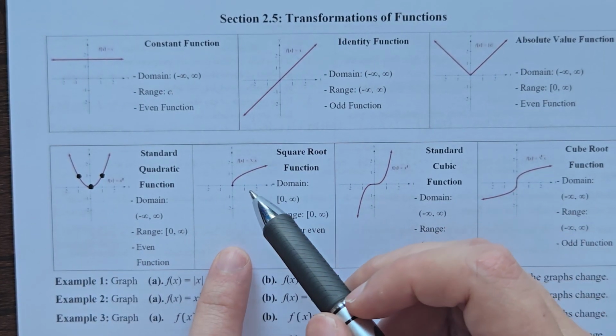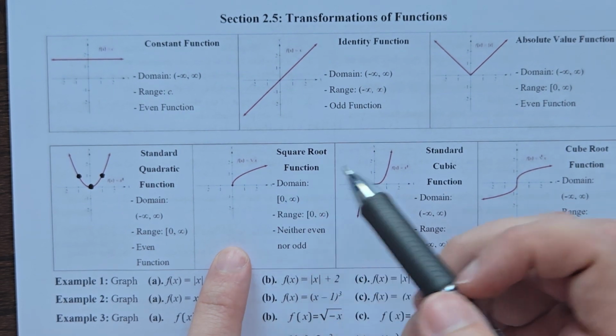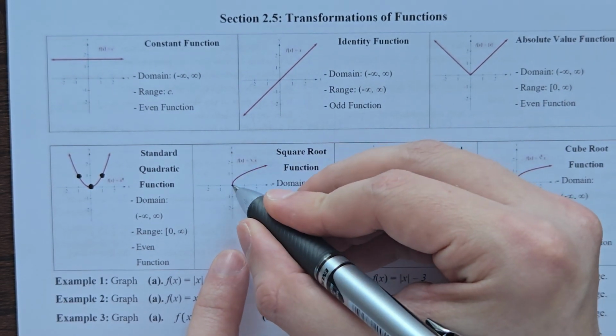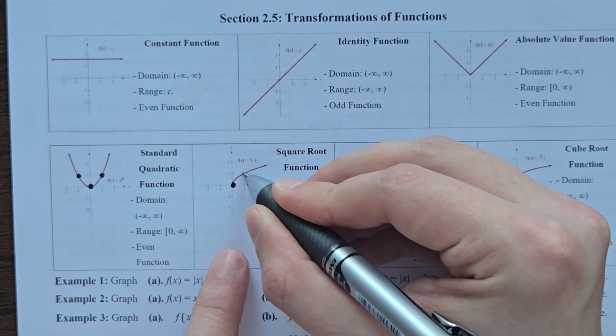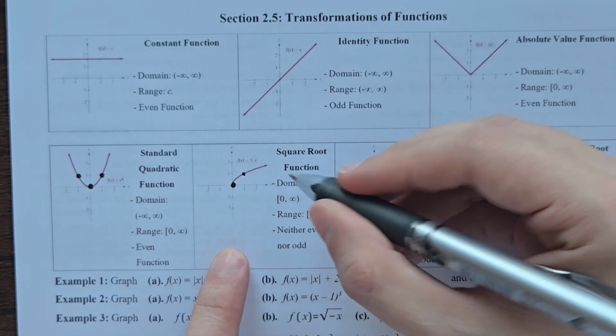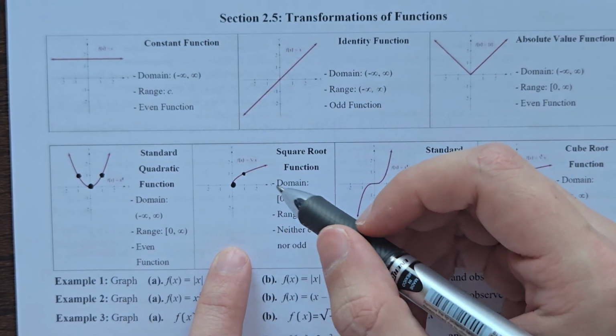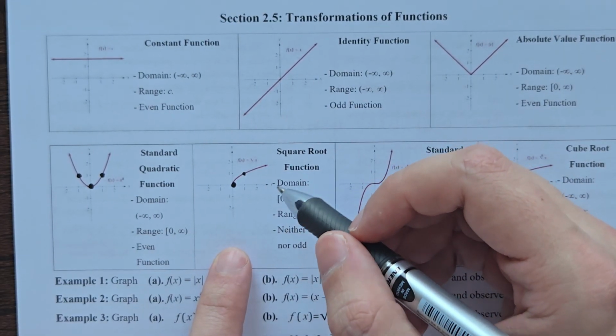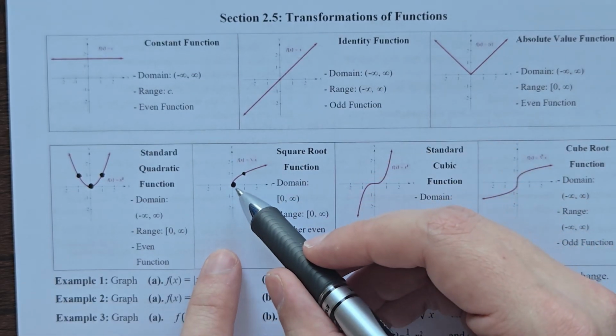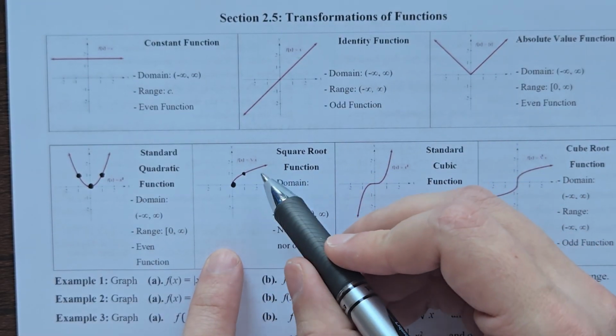Square root function is just f of x is equal to the square root of x. This one has some nice points as well at (0, 0), and (1, 1), and also at (4, 2), because the square root of 4 is 2. One nice thing about this one also that you have to keep in mind is that it's only going to be defined on the positive x values, right?